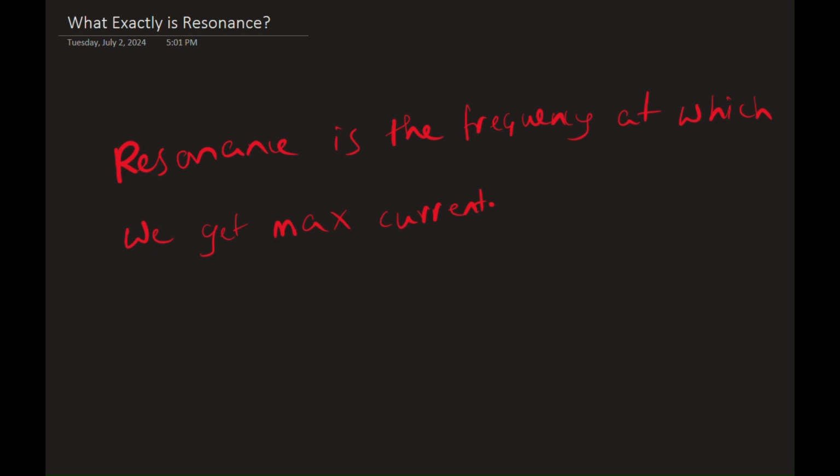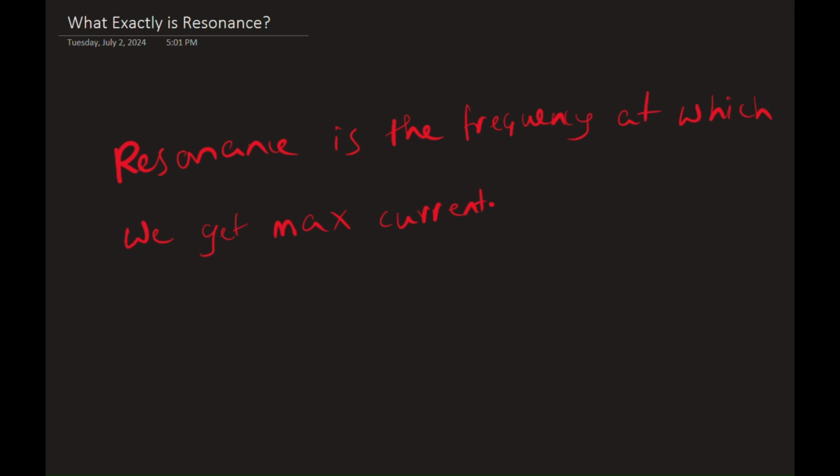Okay, so what exactly is resonance? Resonance is basically the frequency at which you will get maximum output. Now, what is output in a circuit? Current is the output of any circuit. So in AC circuits, resonance is the frequency at which we get maximum output. That's the simplest definition of resonance, the frequency at which we get maximum output.